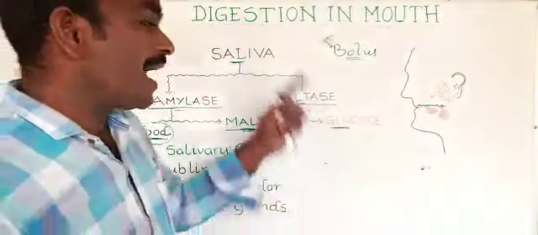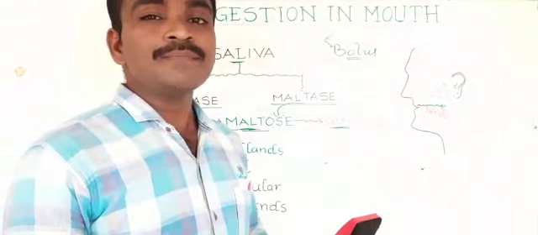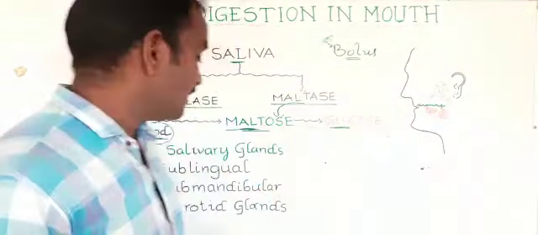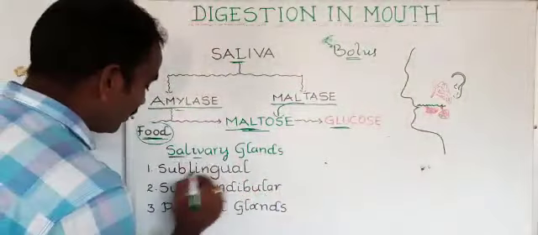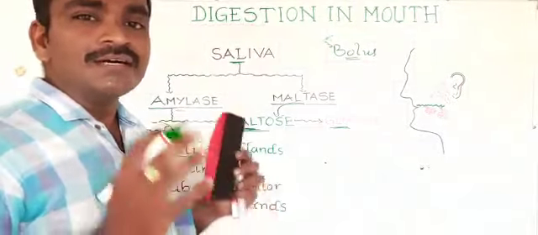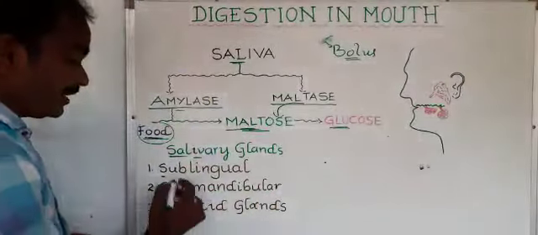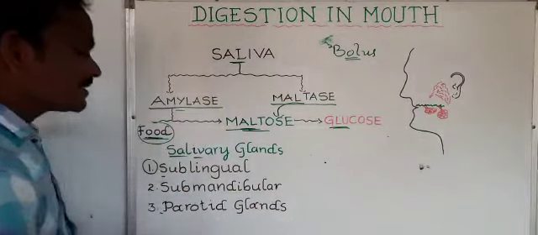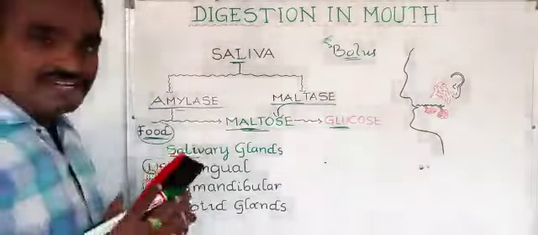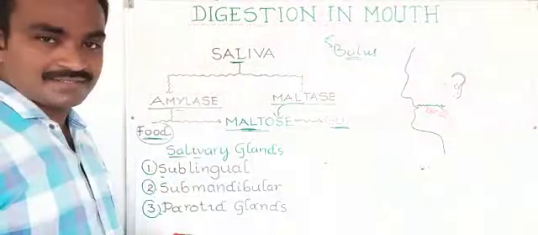I told you already that saliva is secreted from the salivary glands. Where are these salivary glands located? There are three pairs of salivary glands located in the mouth. The first is the sublingual gland, the second is the submandibular gland, and the third is the parotid glands.